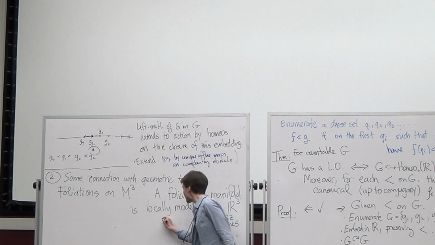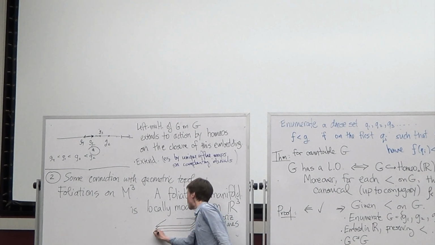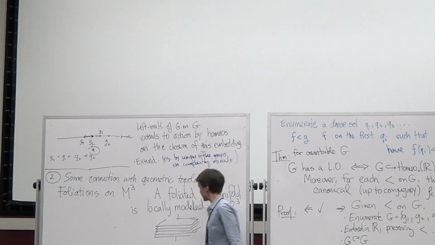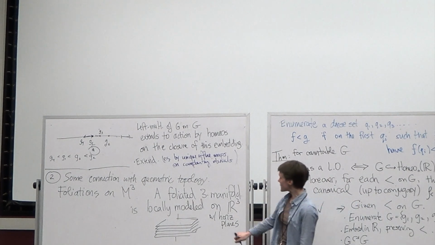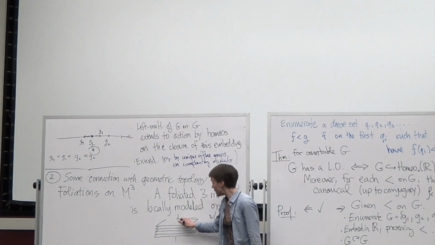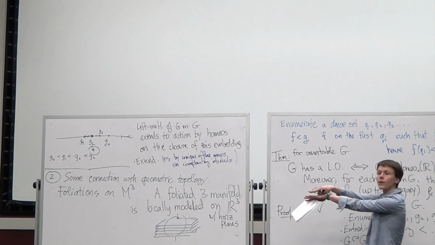Okay, so let me draw a little cartoon. I have a horizontal plane in R3. I have a whole family of them, one at every height. I have a complementary direction. So what does that mean? It means charts for my three-manifold go to open regions of R3, and they preserve the notion of horizontal.